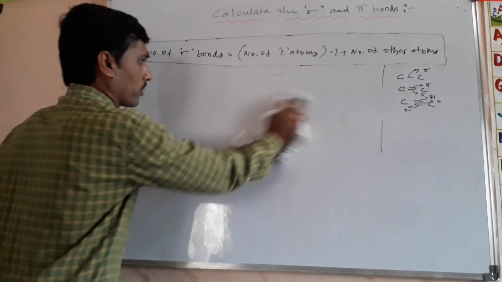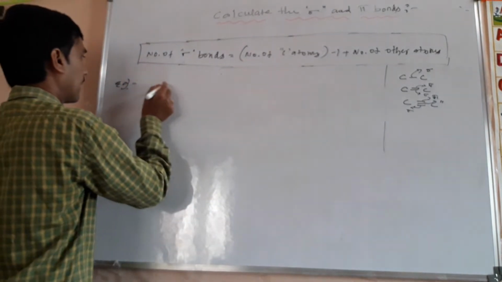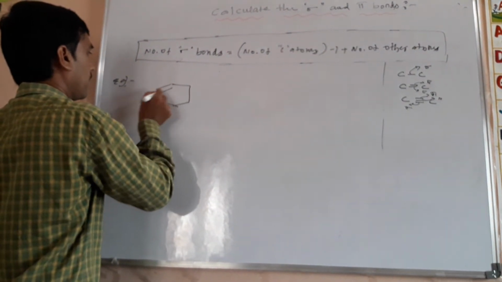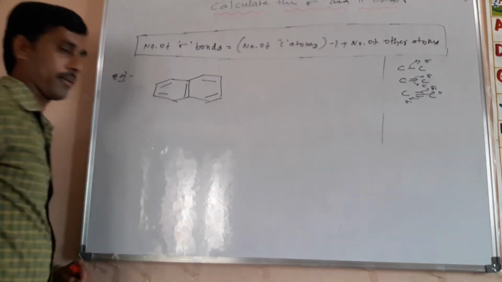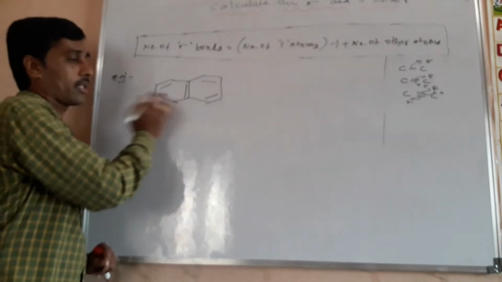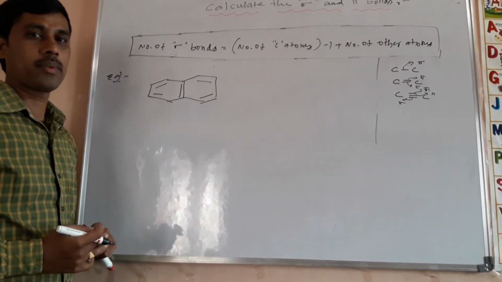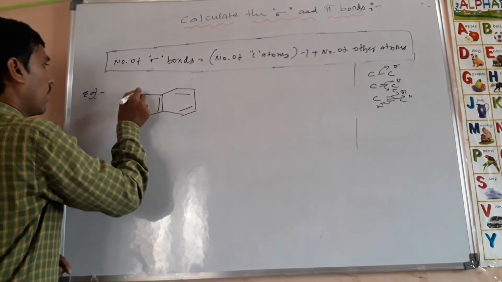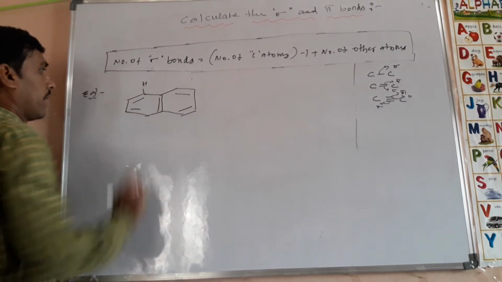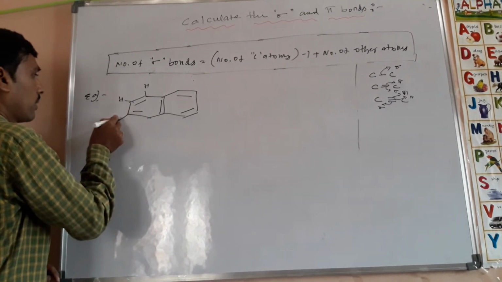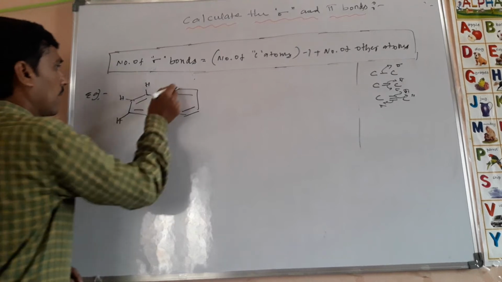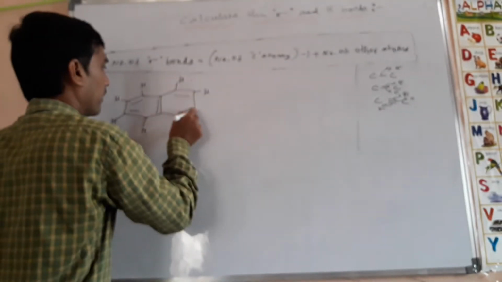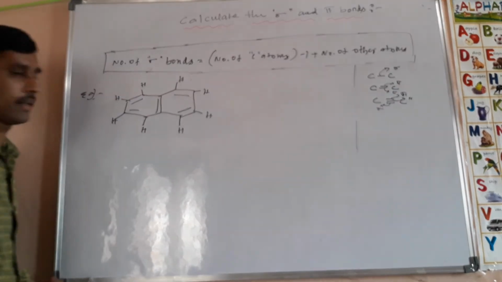We are using aromatic compounds, that is benzene. In this molecule, how many sigma bonds and how many pi bonds are there? We can easily find out using this formula. Each carbon has one hydrogen atom attached. We already know carbon and hydrogen; this also has one hydrogen, and this also has one hydrogen.